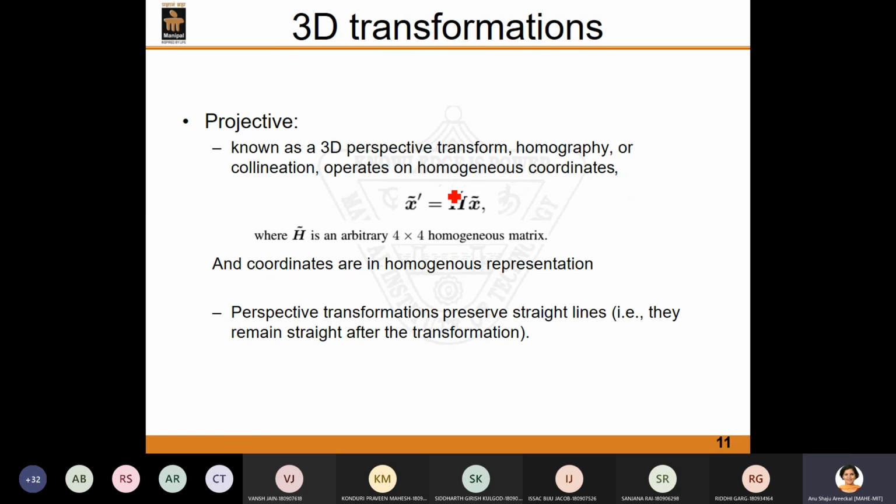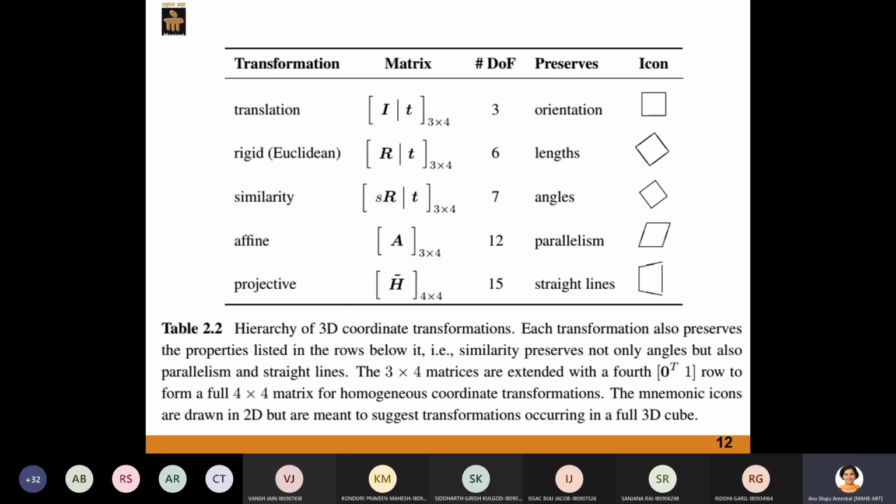And finally, for the projective transformation, the equation is as shown over here, x dash is equal to Hx, and the size of the projection matrix would be 4 cross 4 in the case of 3D. In the case of 2D, the size of H was just 3 cross 3. Here it is 4 cross 4, this becomes 4 cross 1, and this becomes 4 cross 1 over here. We have this 4 because to represent a point in 3D space in homogeneous representation, you will require 4 coordinates. And the basic property of the projective space is that it preserves straight lines.